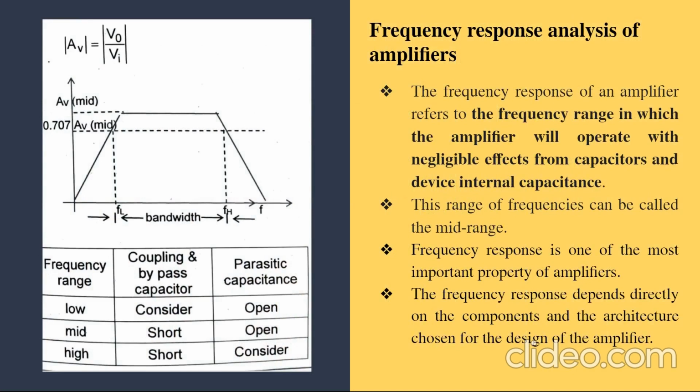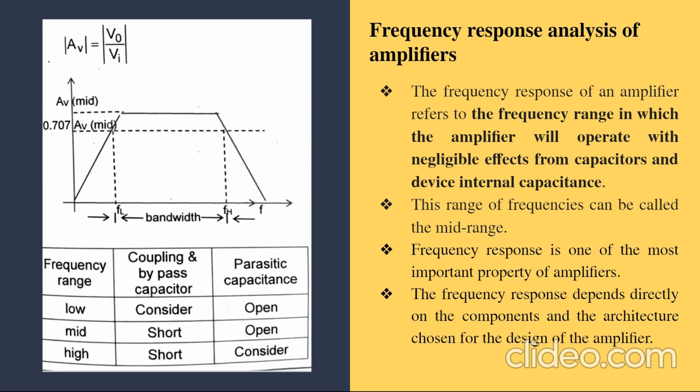So what is basically a frequency response analysis of amplifiers? The frequency response of an amplifier refers to the frequency range in which the amplifier will operate with negligible effects from capacitors and the device's internal capacitance. This range of frequency is called the mid-range frequencies. The frequency response is one of the most important properties of amplifiers, and it directly depends upon the components and the architecture chosen for the design of the amplifier.